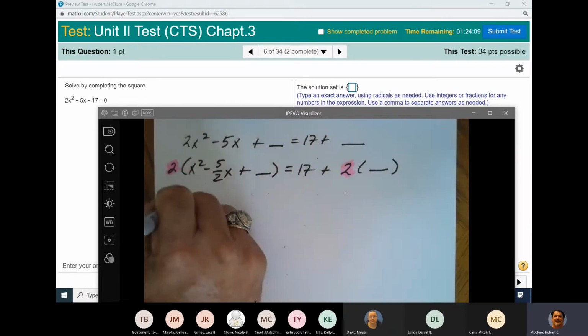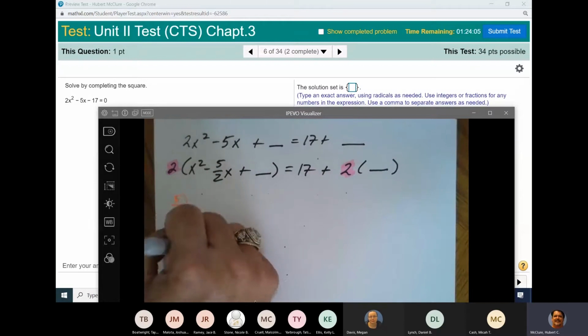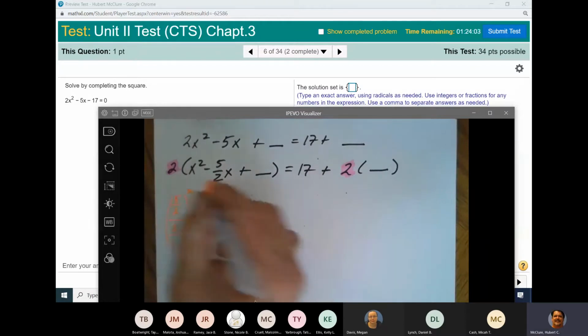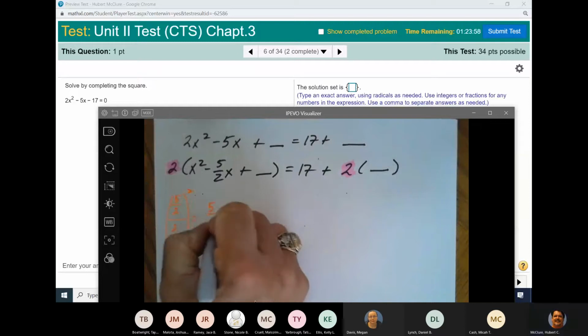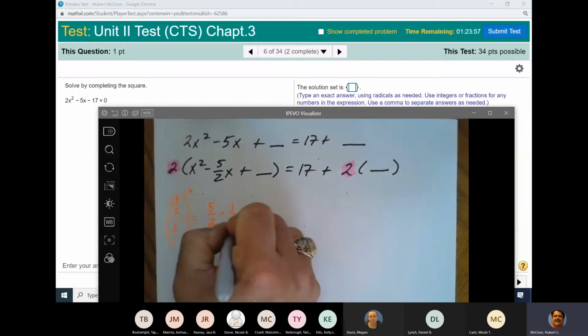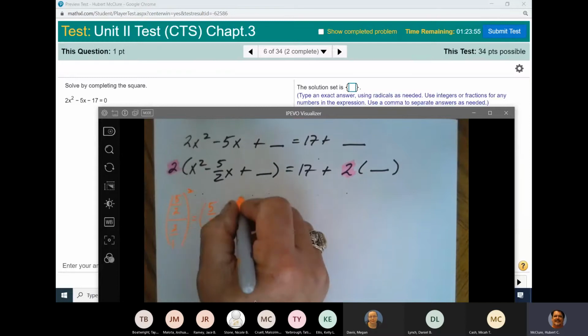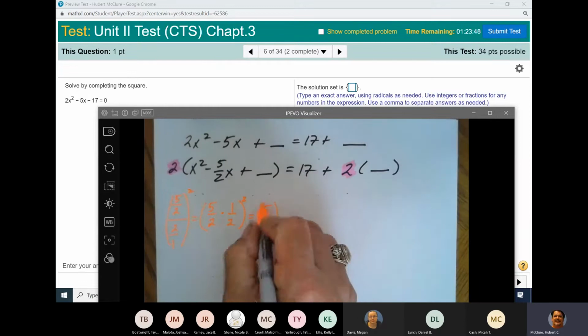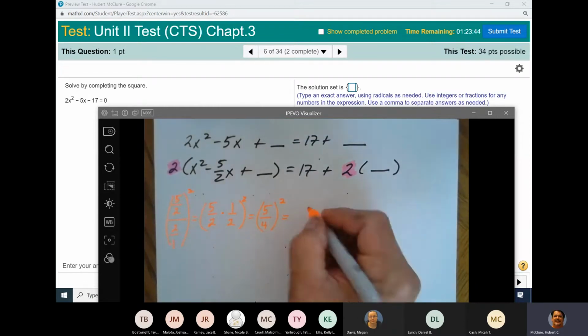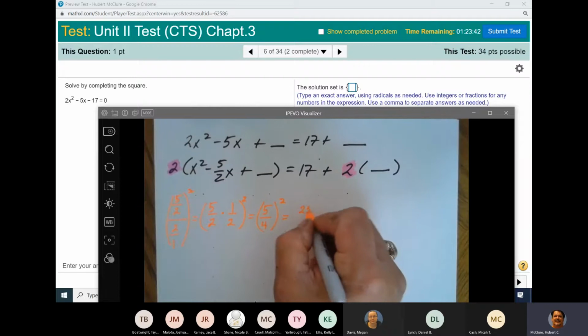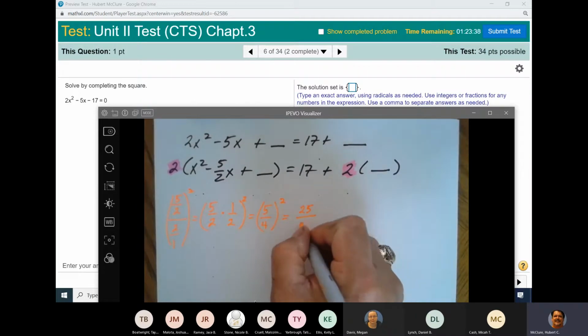5 halves divided by 2, raised to the second power. 5 halves multiplied by 1/2, raised to the second power. 5 over 4 raised to the second power is equal to 25/16.